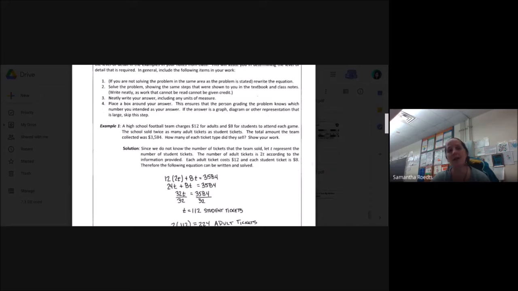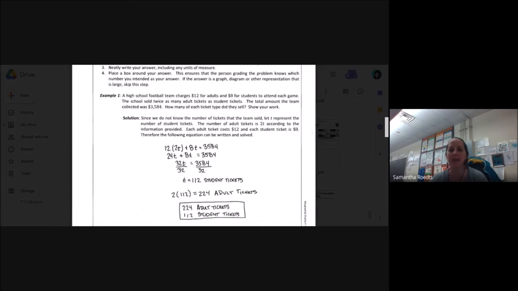So, example 1. A high school football team charges $12 for adults and $8 for students to attend each game. The school sold twice as many adult tickets as student tickets. The total amount the team collected was $3,584. How much of each ticket type did they sell? Show your work. Solution. Since we do not know the number of tickets that the team sold, let T represent the number of student tickets. The number of adult tickets is 2T, according to the information provided. Each adult ticket costs $12, and each student ticket is $8. Therefore, the following equation can be written and solved.